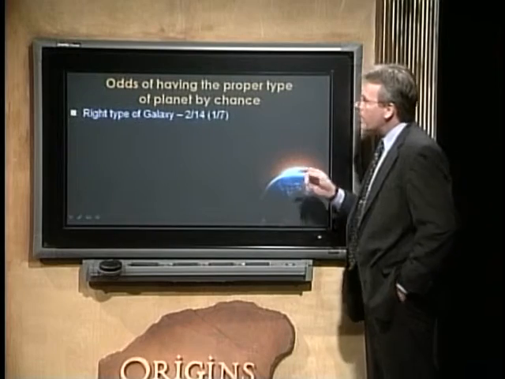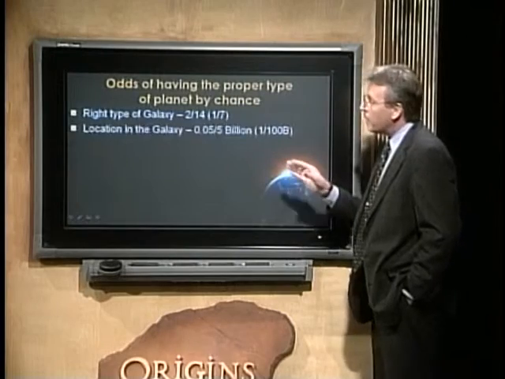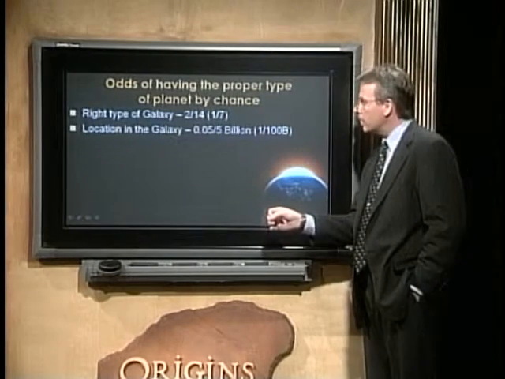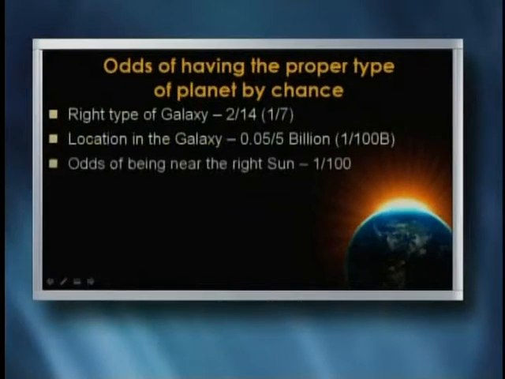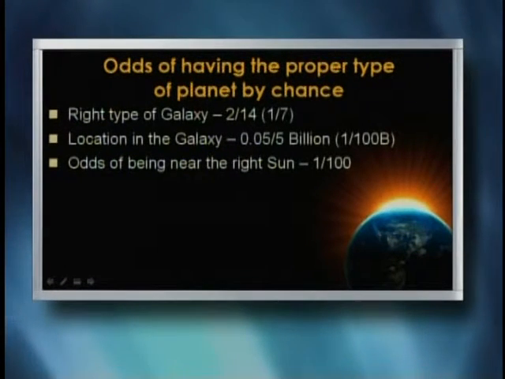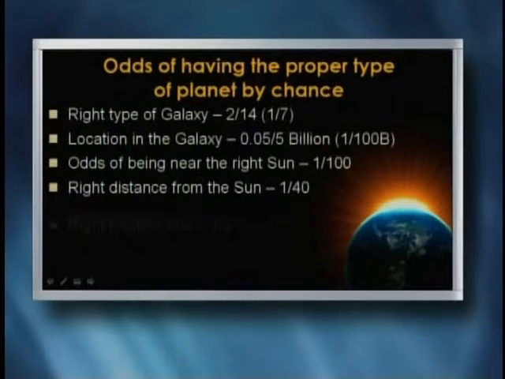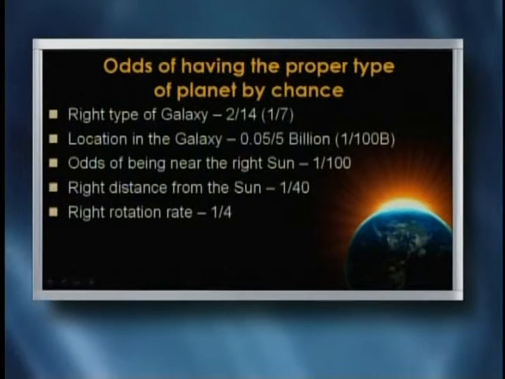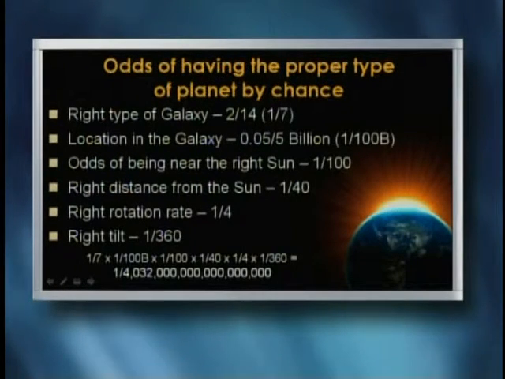For instance, the odds of there being in just the right type of galaxy is 1 in 7. The odds of being in the right location within that galaxy is 0.05 to the 5th billion. It gets worse. The odds of being near the right sun, that is, one that's not too old or too young, just the right age to provide warmth, is 1 in 100. We then have to be the right distance from that sun, the odds being 1 in 40. Having the right rotation rate, 1 in 4. The odds of having the right tilt, 1 in 360. So we add all of this up, and we get a number that looks like that.